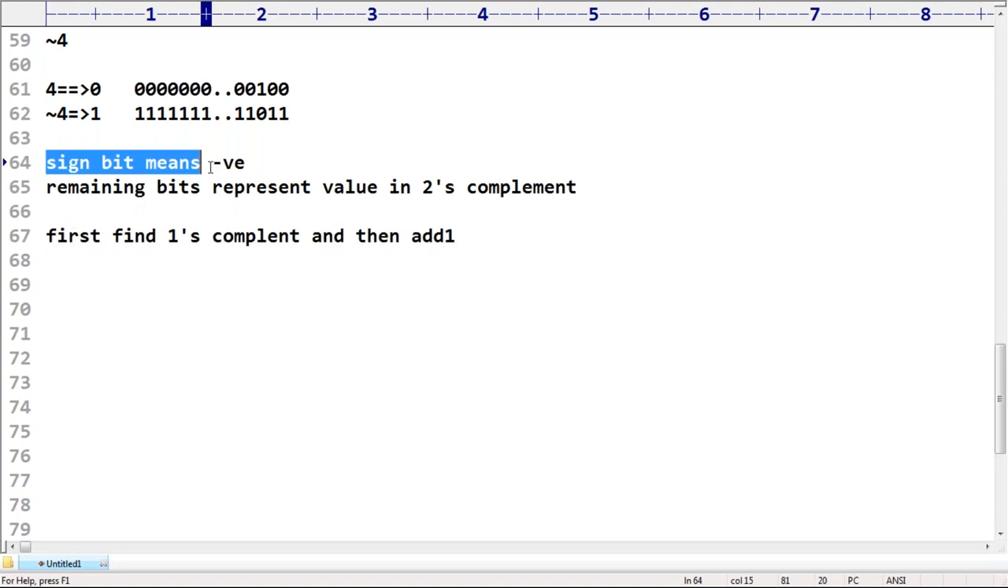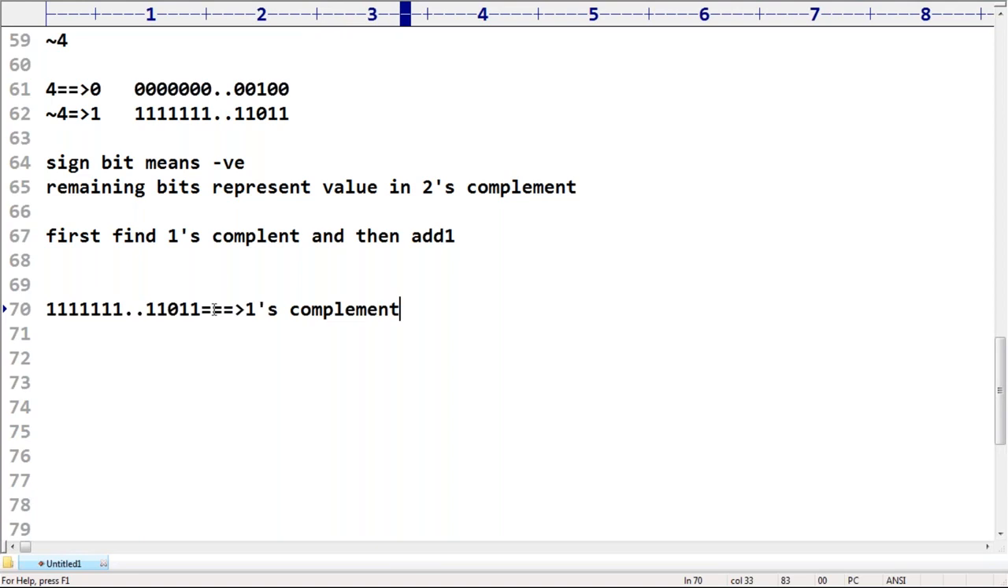Now see, if the sign bit is 1, the remaining bits represent the value in 2's complement. Now find the 2's complement form of these remaining bits. First we require the 1's complement. How can I find the 1's complement? Interchange zeros and ones. If it is a 0, it will become 1, and 1 will become 0. This is the 1's complement. Any doubt?